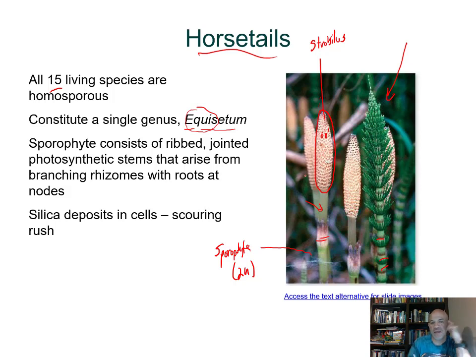Okay, now these also have the nickname or common name of scouring rush because their cells do have glass deposited within their cell walls. And the pioneers back in those days used to use these to clean off pots and pans and stuff to scour them, much like we might use steel wool to clean as a rough surface to clean things. So that's how they get their name.